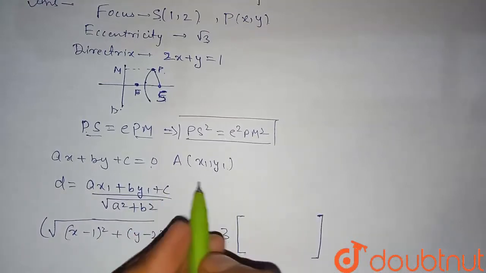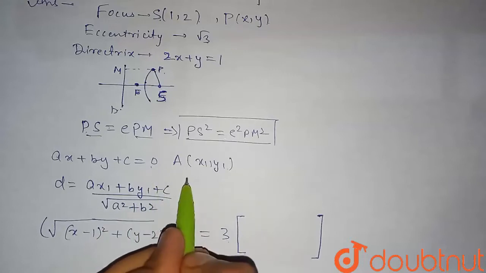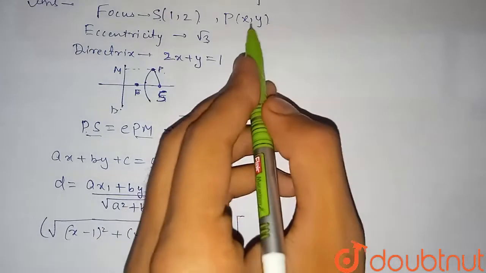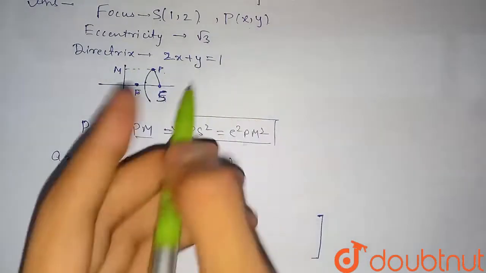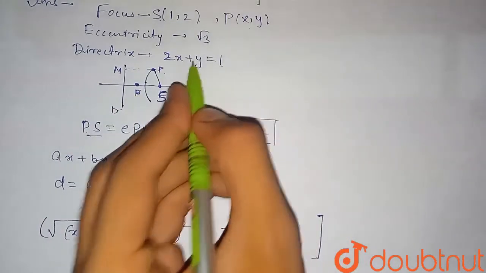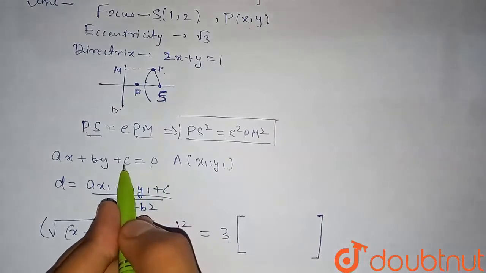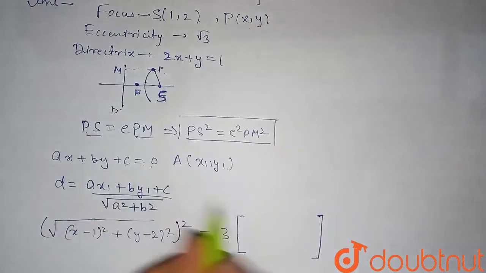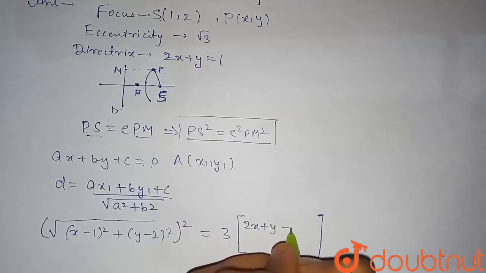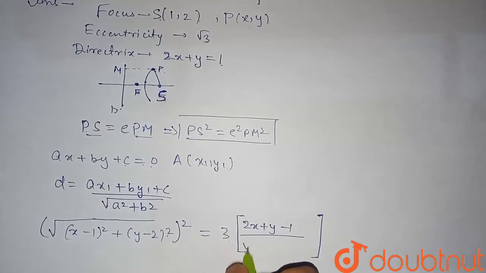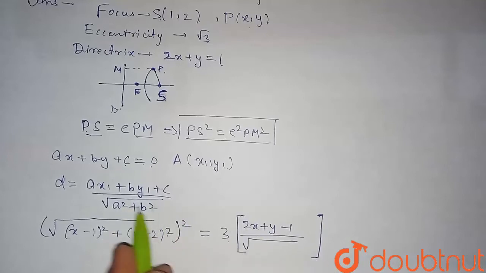Point A is supposed to be the point P, and our line is 2x plus y equal to 1. If we take the 1 to this side, because the constant term is on the left hand side of the equal sign, it will be (2x plus y minus 1) upon root of the sum of squares of the coefficients, that is a square plus b square.